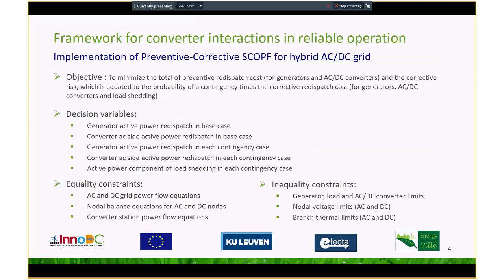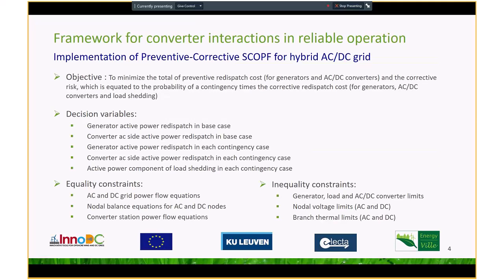The decision variables for this optimization model include the generator active power redispatch, the converter AC side active power redispatch in the base case, as well as generator active power redispatch, the converter AC side active power redispatch, and the active power component of load shedding in each of the contingency cases.